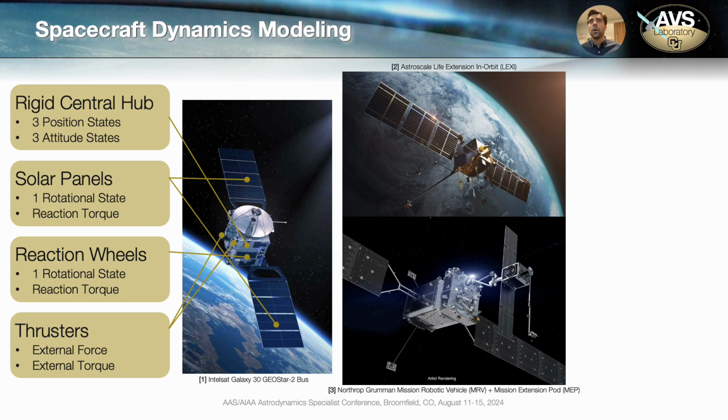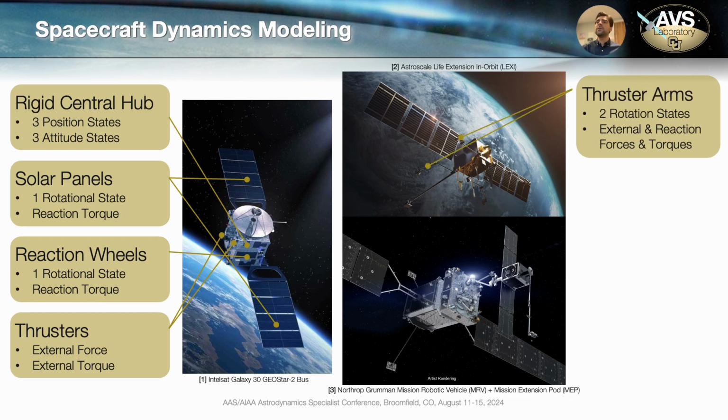Starting with the one on the top there, that's Astroscale's Life Extension in Orbit, or LEXI vehicle, which at first looks somewhat similar. We see two solar panels extending off of it. There are likely some momentum exchange devices inside. However, when we look for the thrusters on this vehicle, we no longer see them attached directly to the hub as we did before. If we look, we actually find them way out on the ends of robotic arms. In this case, 4 of them, each with 2 rotational degrees of freedom.